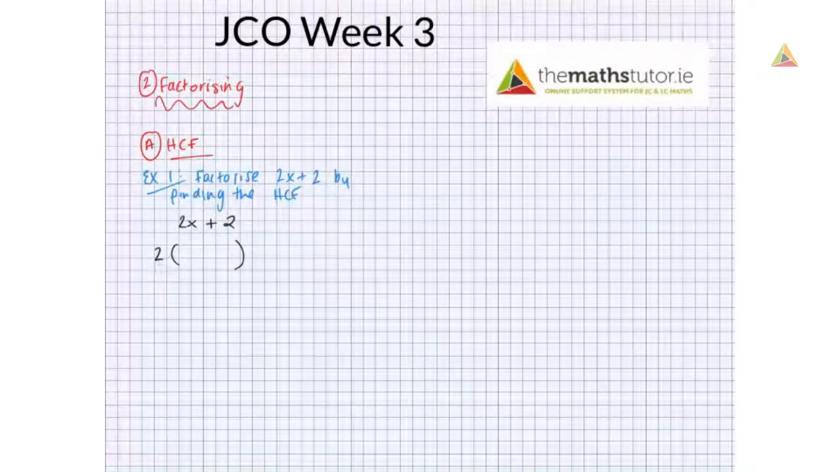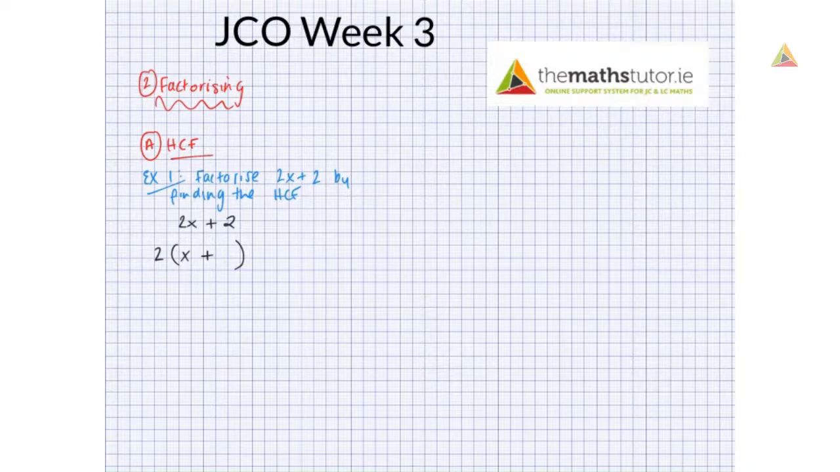What multiplied by 2 gives me 2x? If I put x in here, I'd get 2x. So x is going to be there. 2 by x gives me 2x. We know that's right. Now what multiplied by 2 gives me 2? 2 multiplied by what gives me 2? The answer is 1. So 1 is going to go here.